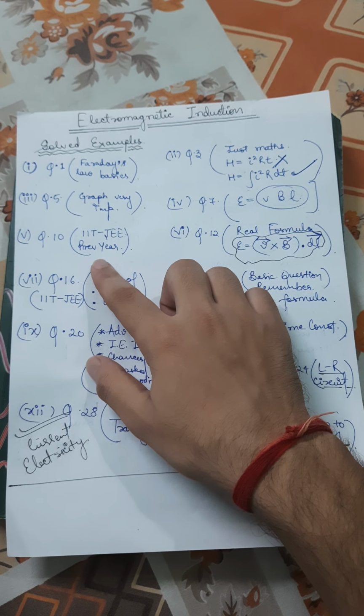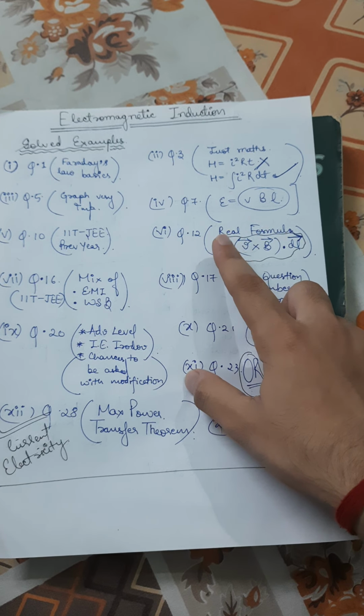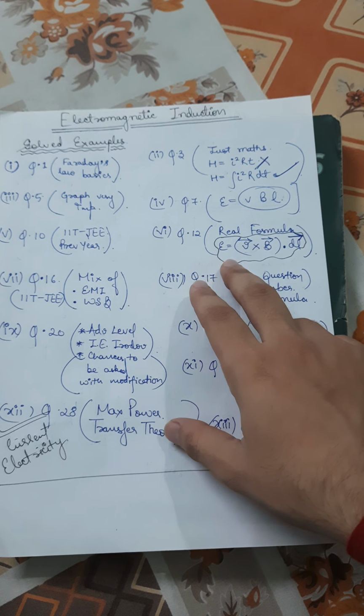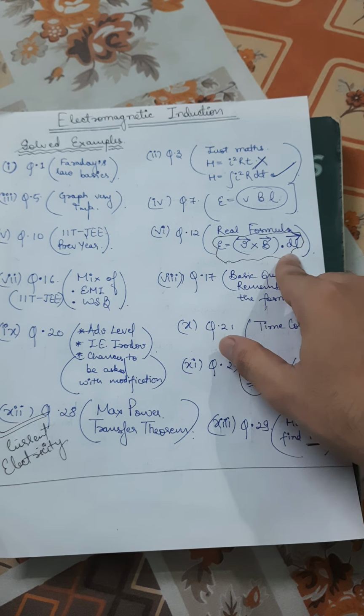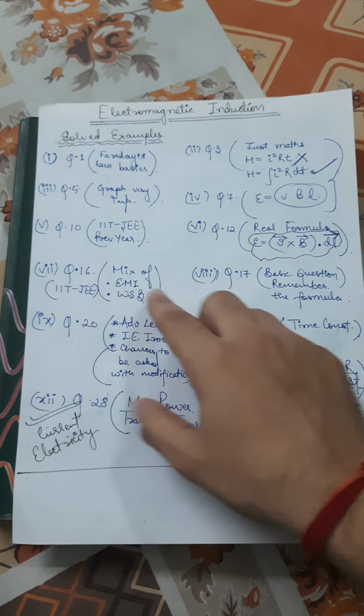Question number 10 is a previous year IIT JEE subjective. That is very important. You have to solve each and every question of previous year IIT JEE. Question number 12 will help you in determining that the real formula of E equal to VBL is E equal to (V cross B) dot DL. Okay, that is VB DL sine theta.